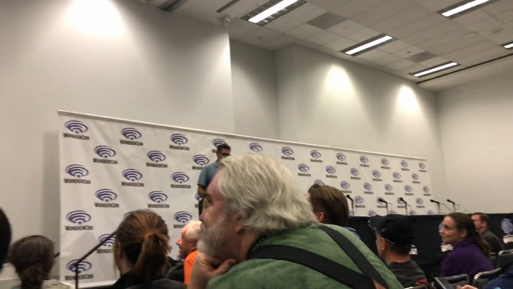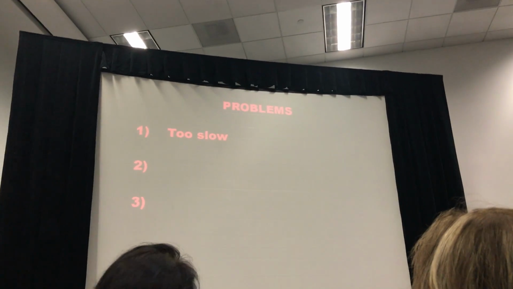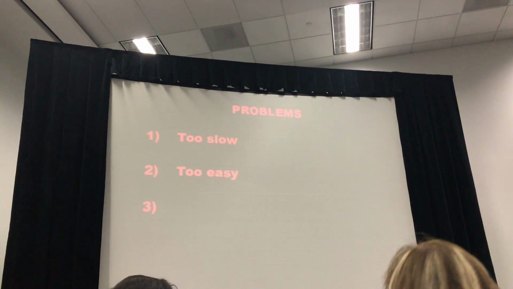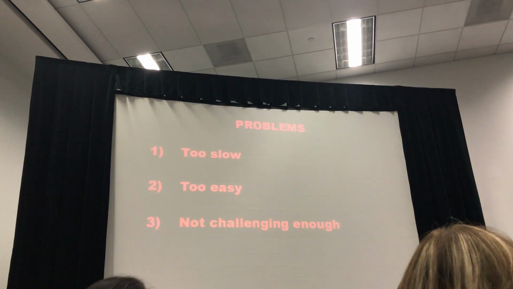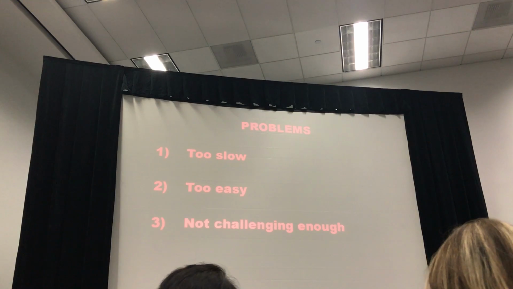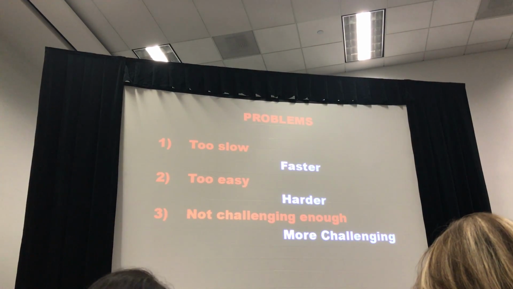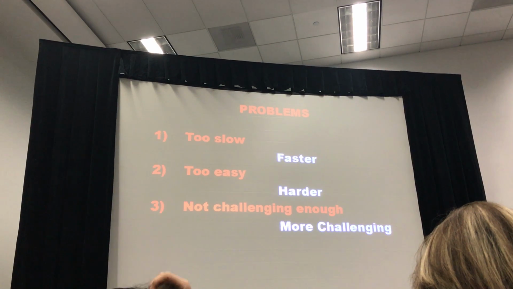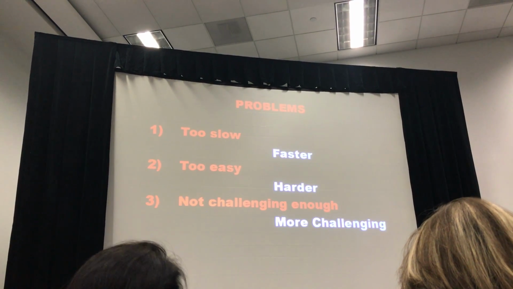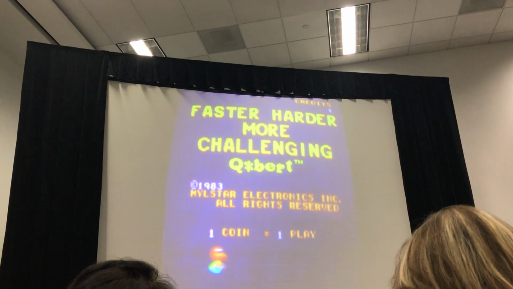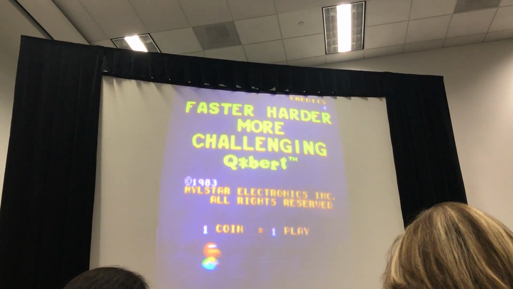But here are the problems, as I understood them. It was too slow. I made it too slow. And it was too easy, because people were having a hard time, and I made it too easy and not challenging enough. So in order to address all of these things, I thought, okay, here's what I've got to do. I've got to make it faster, harder, and more challenging. That's why right after I was done with making Qbert, I started working on this. Faster, harder, more challenging Qbert.